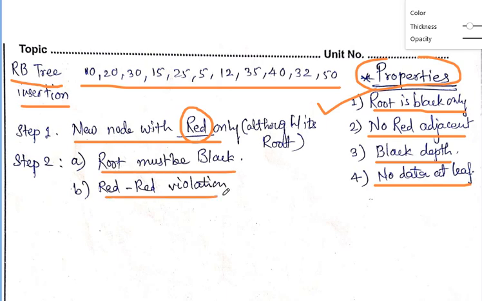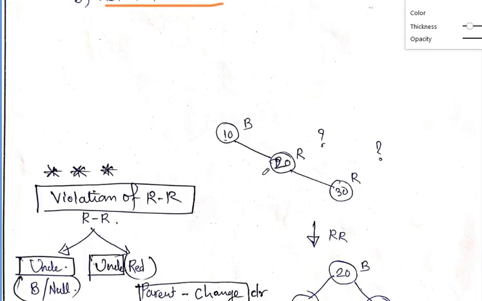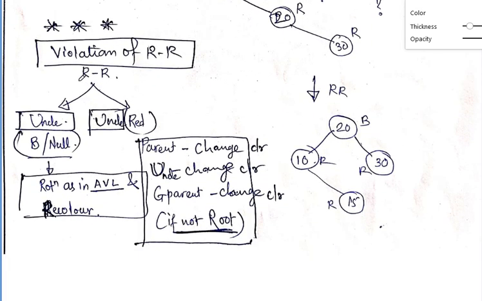The root must be black. Now let's check how the red violation can be avoided. When there is a red adjacency, we need to check the uncle of that particular node. If it is black or null, then we can go for the rotation as followed in the AVL tree, that is either LL, RR, LR or RL rotation. If the uncle is red, then we need to change the color of the parent, uncle and grandparent, and obviously if the grandparent is not the root, this is to be avoided.